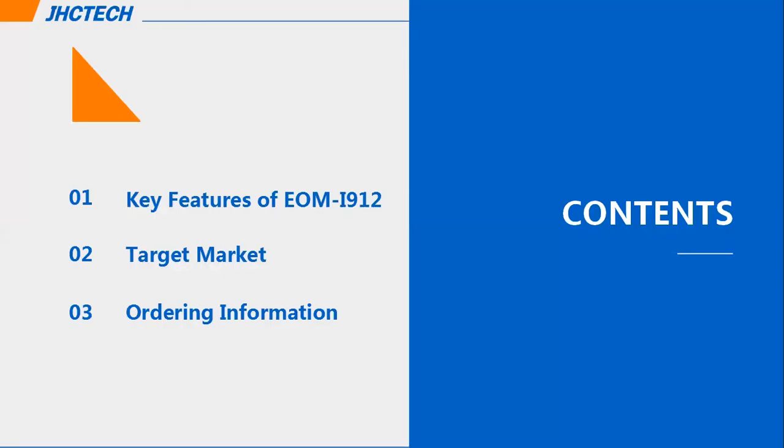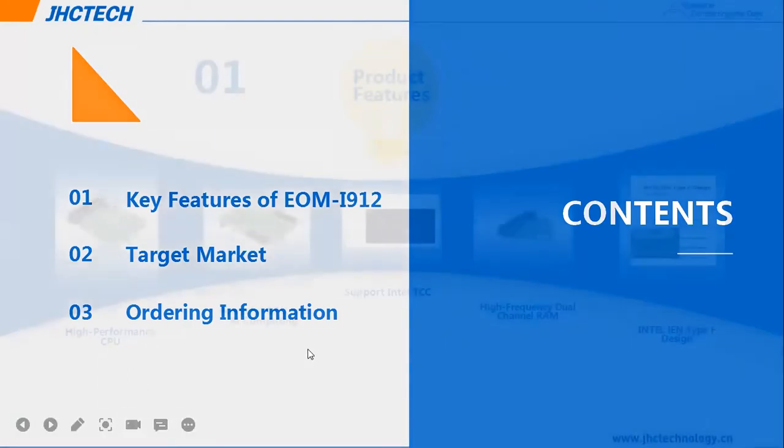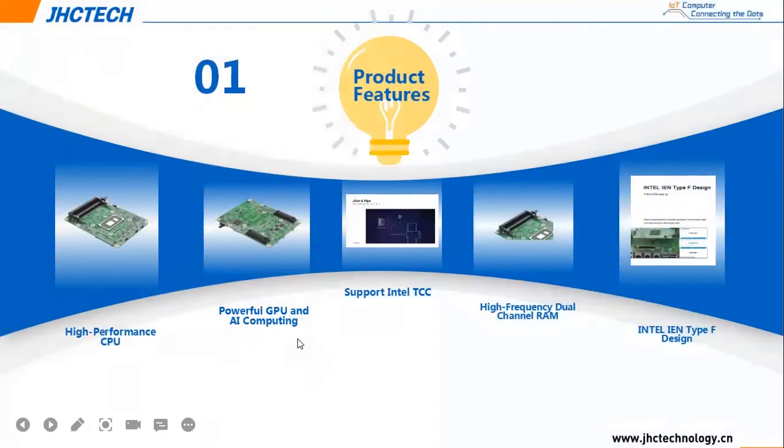There are three contents. The first one is the key features of EON i912. Second one is target market, and last one is order information. So what product does this module motherboard have? I will introduce it from the high performance CPU, powerful GPU, and AI computing. It can support Intel TCC technology. It supports high frequency dual channel memory and the Intel Type F design.